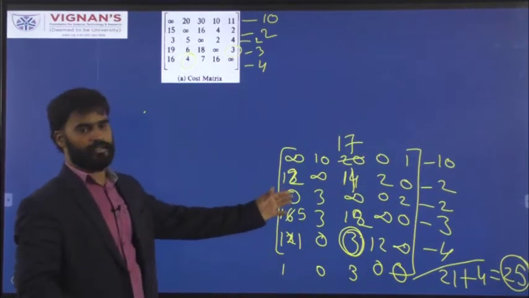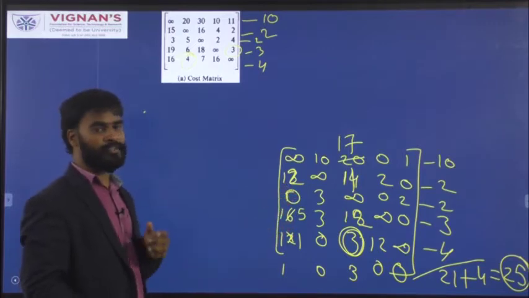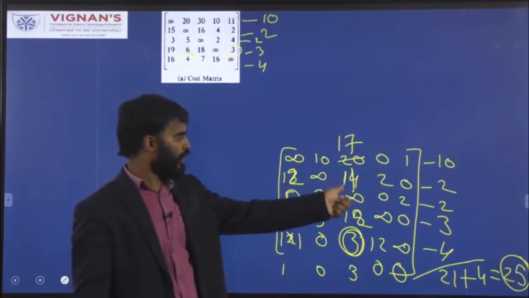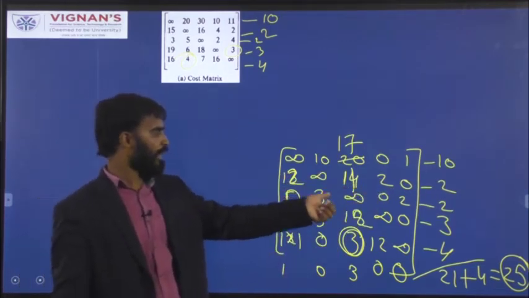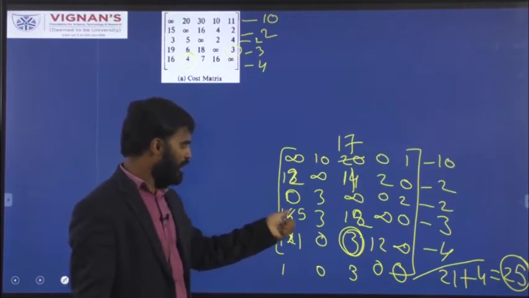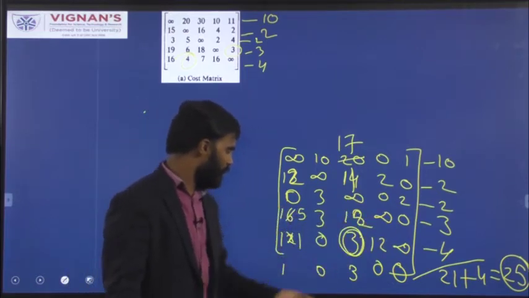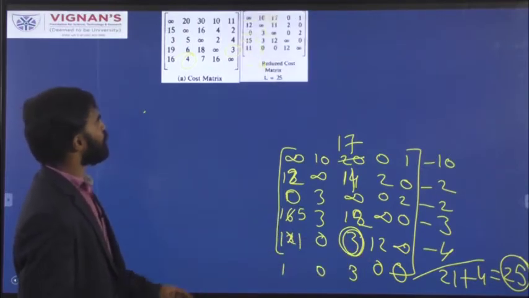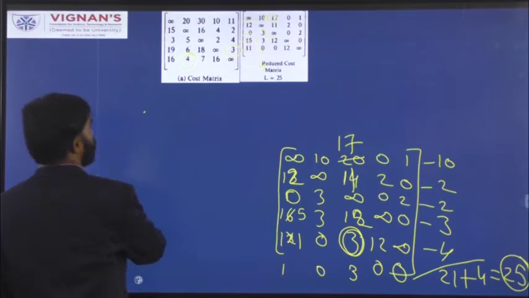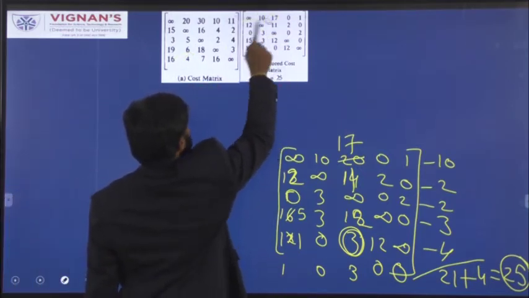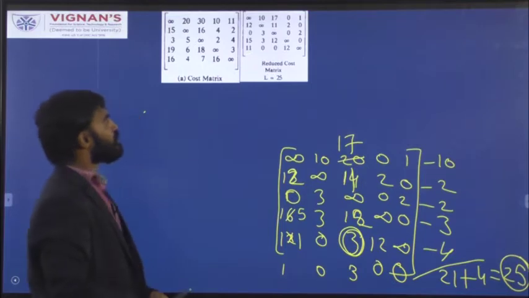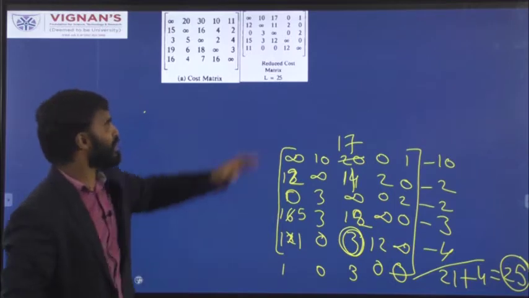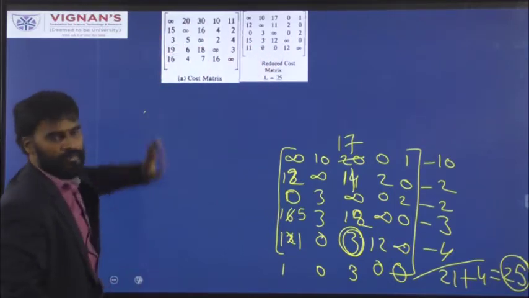This is the reduced matrix. So the reduced matrix is: infinity, 0, 17, 0, 1; 12, infinity, 4, 11, 2; 0, 0, 3, infinity, 0; 2, 15, 3, 12, infinity; 0, 11, 0, 0, 12, infinity. So from now onwards, we will consider only the reduced matrix, and its cost is 25. We will work on this reduced matrix, not on the original matrix.